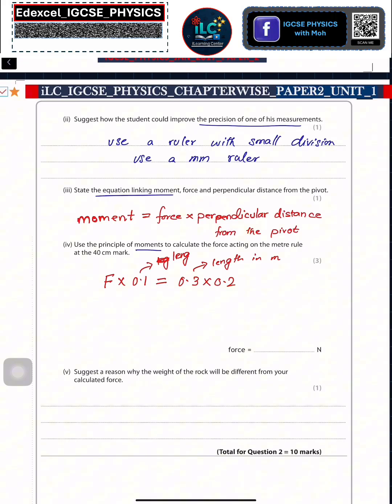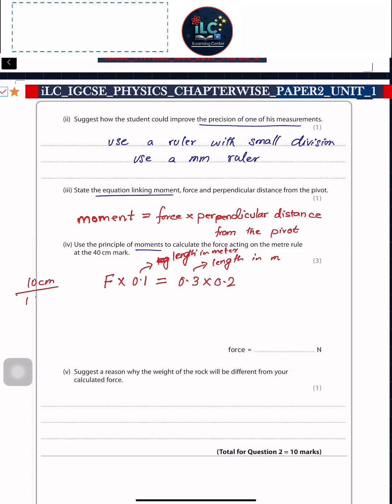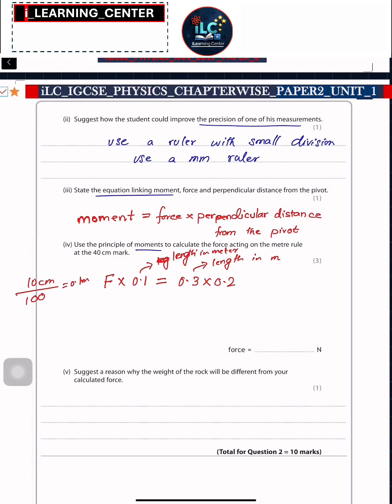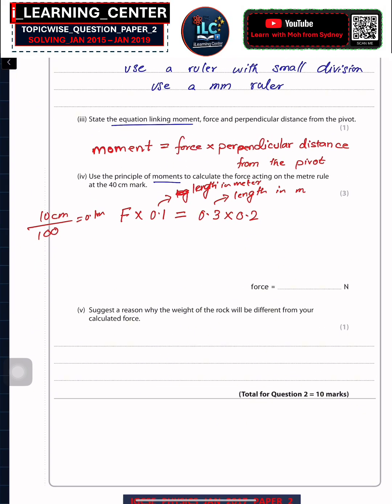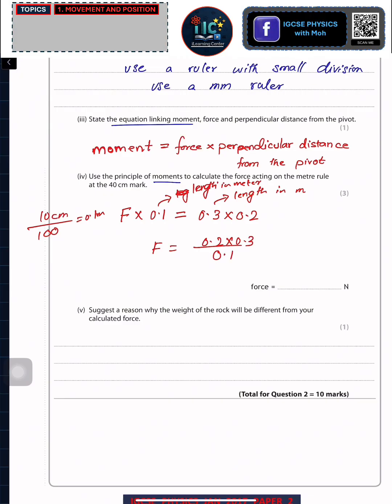Length in meters. That means we had 10 centimeters, we divided by 100 to get 0.1 meter. So I wanted to show you here that F is equal to directly 0.2 times 0.3 divided by 0.1, and the answer is 0.6 newtons.